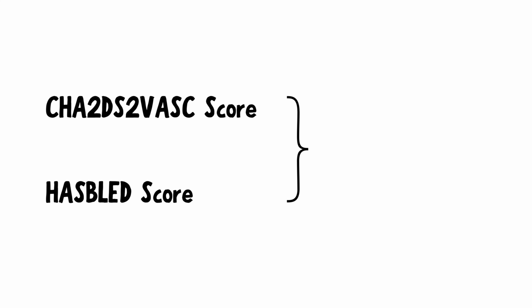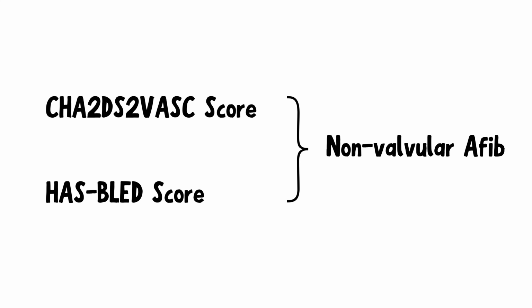There are also two very important scoring systems that you need to be familiar with, which is the CHA2DS2-VASc score and HAS-BLED score. This helps us to determine whether to start a patient on anticoagulation or not to prevent stroke in non-valvular atrial fibrillation.